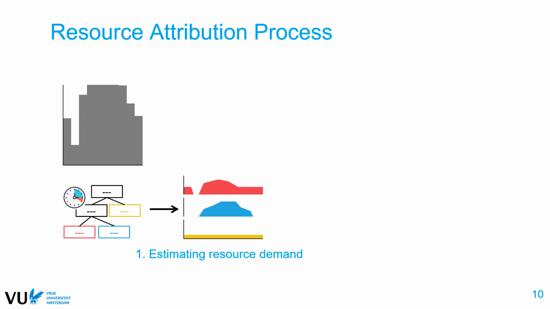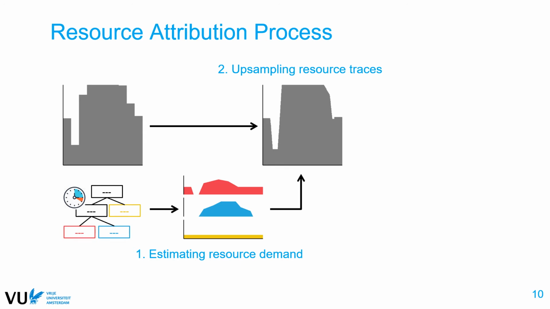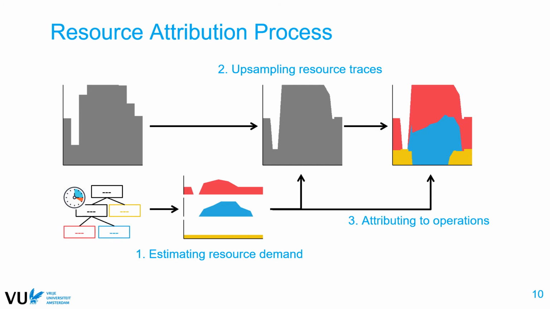This process is currently expert guided, so an expert can use a simple set of rules to indicate whether demand for a resource is known, such as 1 CPU core per compute thread, unknown, or even non-existent, such as a compute thread that's known not to use any disk or network resources. The resource demand curves are used to upsample the collected resource trace, effectively shaping the resource utilization curve to match the estimated demand. Finally, the upsampled resource usage is attributed to individual operations in the graph application according to the relative demand of each operation.